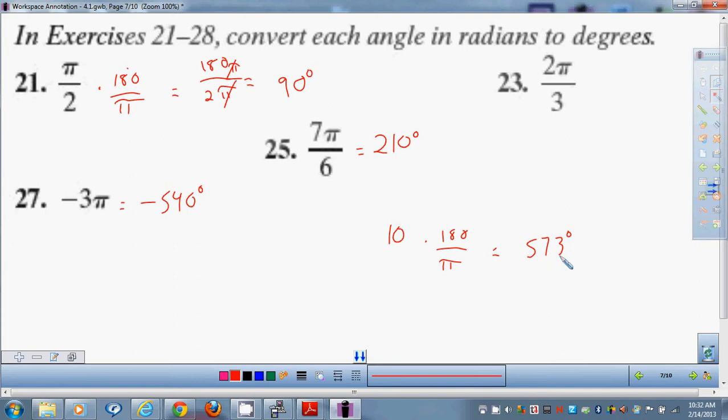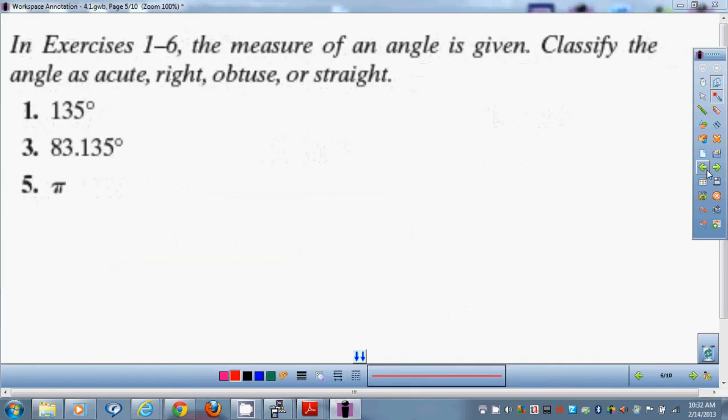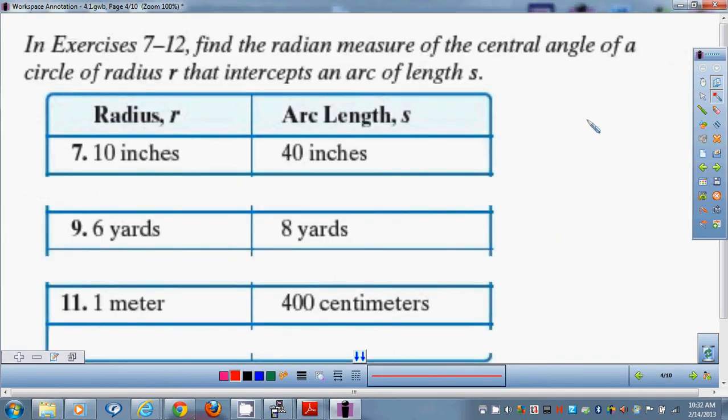Okay. Now we skipped a slide. Let's go back and hit it now. I think we skipped 2 slides. Okay. Find the radian measure of the central angle. Now, it's giving us the arc length and the radius.